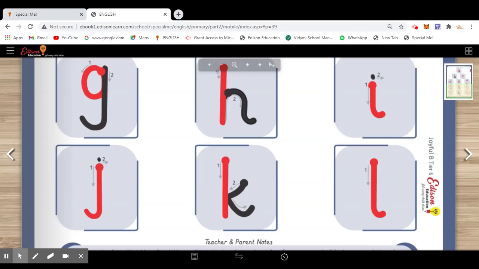Lemon lollipop, lemon lollipop. La la la la la la la la is the sound of L.